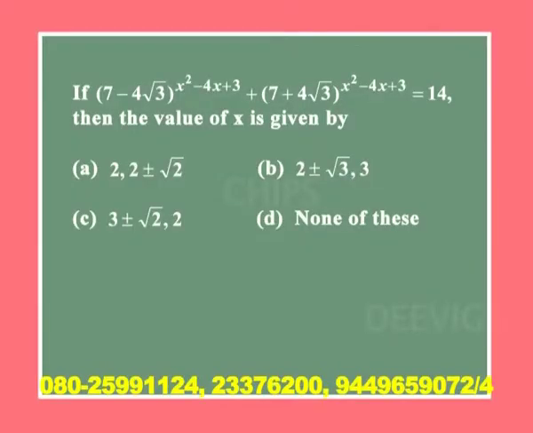Let us take up the next problem. If (7 minus 4 root 3) power (x square minus 4x plus 3) plus (7 plus 4 root 3) power (x square minus 4x plus 3) is equal to 14, then x is: option A, 2 comma 2 plus or minus root 2; option B, 2 plus or minus root 3 comma 3; option C, 3 plus or minus root 2 comma 2; and option D, none of these.